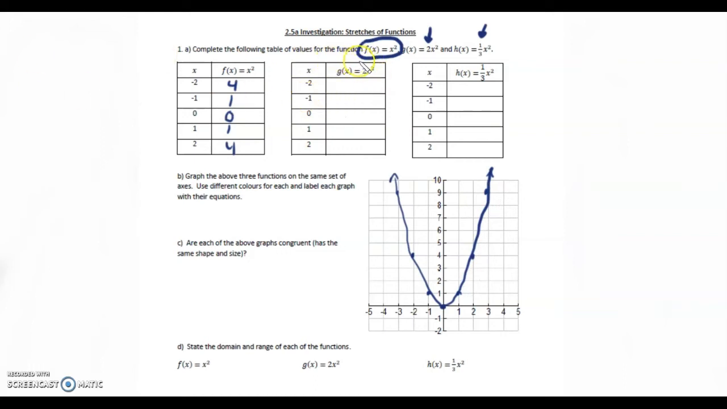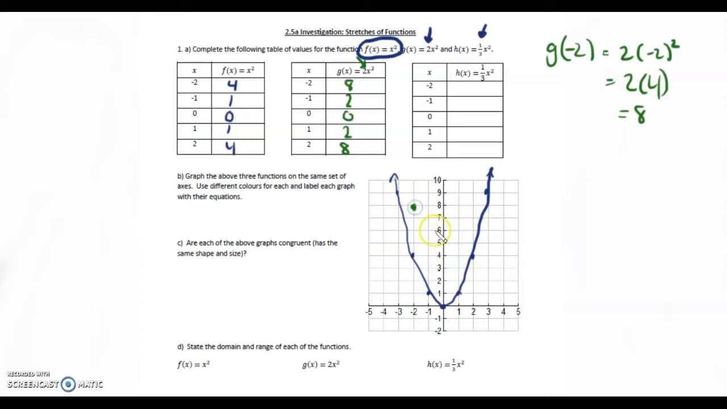Now, if we were to take these numbers and sub them into this, we're going to get 8, 2, 0, 2, 8. And this is just math. You can go to the side of your paper and say g(-2) = 2(-2) squared. 2 times 4, and that equals 8. You're able to just sub those in using function notation. So let's graph that one.